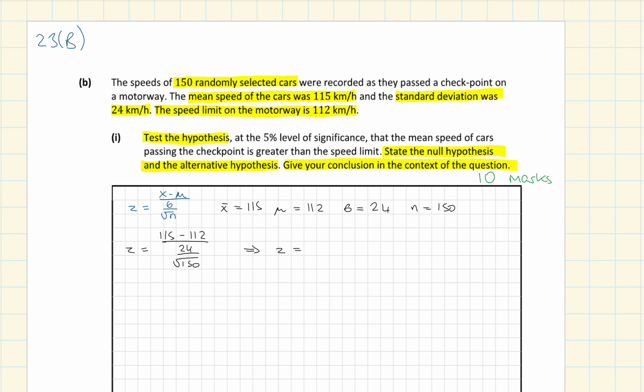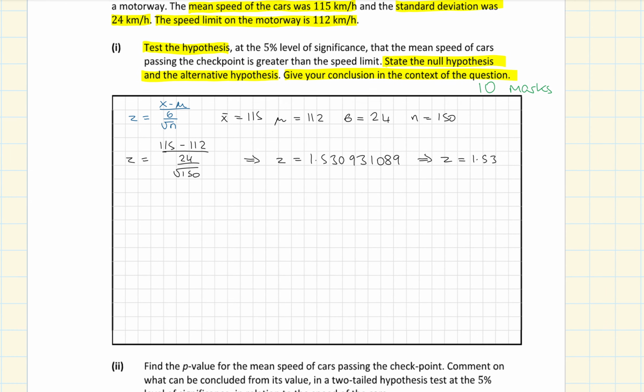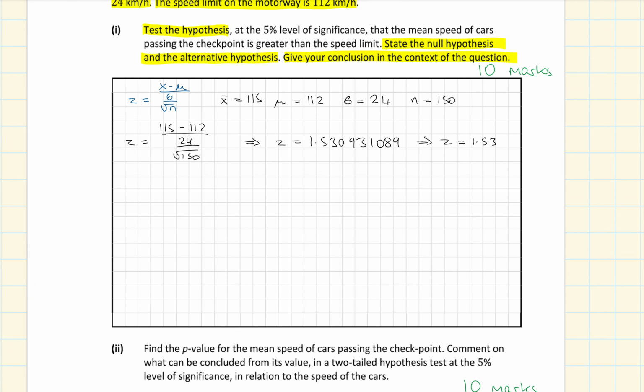115 minus 112 over 24 divided by root 150 will give me back 1.530931089, which I'll tidy up to 2 decimals: 1.53. Okay, so I've gone and found my test statistic.